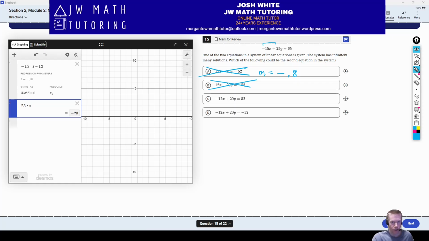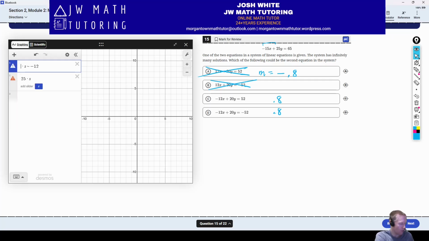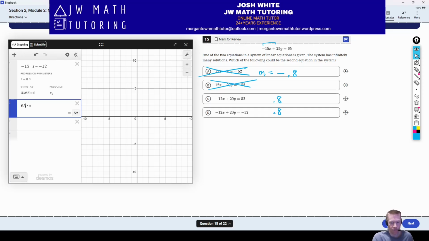So now you're down to C and D, and notice in C and D it's technically negative 15 and it's negative 12, which means the S value, the multiplier, is positive 0.8 that you're multiplying by for both these. So the x terms are the same, the y terms are the same. So then the question just becomes, what does the number term have to be on the right? 65, no, sorry, I want to edit it down here. Okay, 65 times s, it needs to be positive 52. Therefore, the correct answer for this one is going to be letter C.